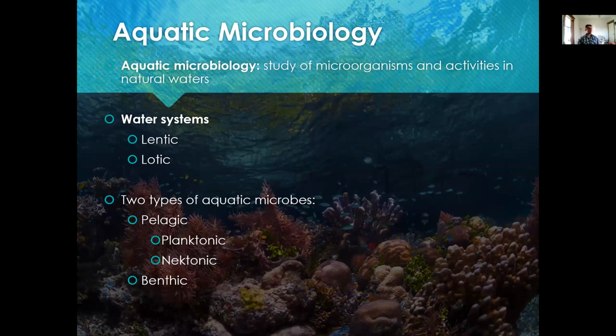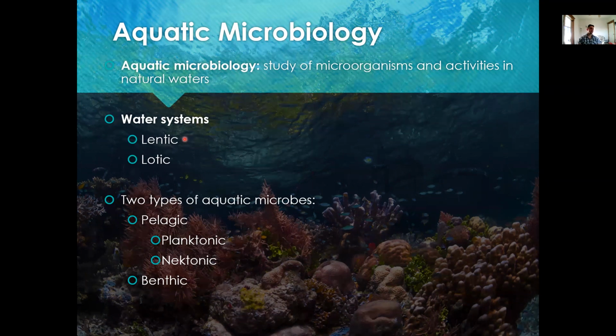So the first thing, obviously, is just to provide you guys here with a definition of aquatic microbiology, which is the study of microorganisms and activities in natural waters. In this definition, you have to realize that it will apply to both oceanic and freshwater systems. And typically, we do divide our water systems into two categories, lentic and lotic systems.